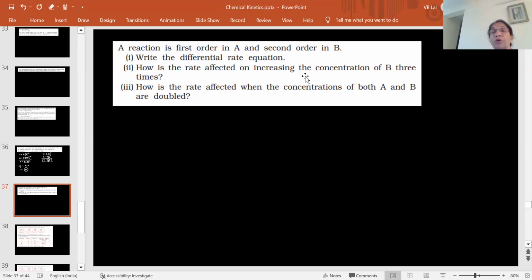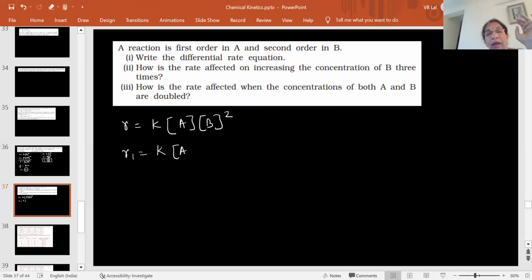Okay, now this is one more. The reaction is first order with respect to A and second order with respect to B. So what is the rate law? R is equal to K [A], and second order with respect to B, [B] raised to 2, right? How is the rate affected on increasing the concentration of B 3 times? What will be the new rate? R1 will be equal to K [A], and B will become how many times? 3 times. So it will become (3B) raised to 2.